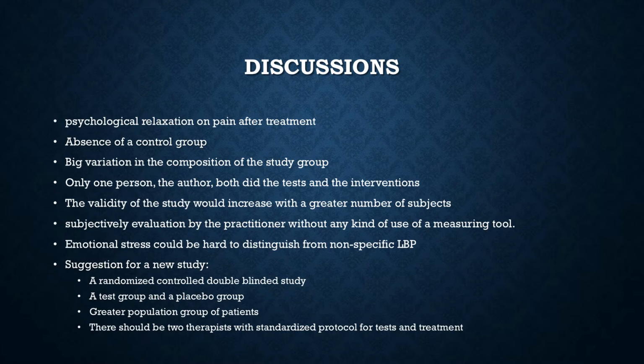A possible bias was also that you couldn't exclude any psychological stress in the selected group. Emotional stress could be hard to distinguish from non-specific low back pain. A specific mobility test was used for evaluating possible tensions and restrictions around the sigmoid colon. The bias was that this was subjectively evaluated by the practitioner without any kind of measuring tool.